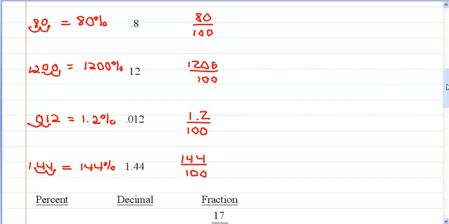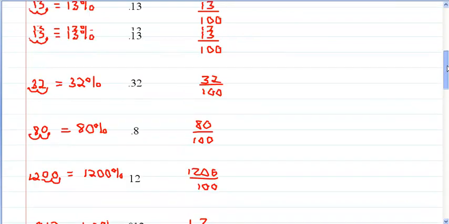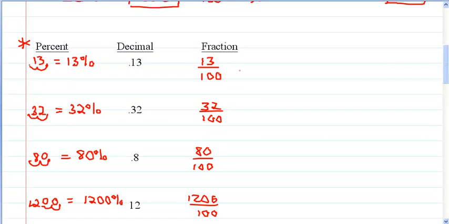So now that I have them written as over 100, the hard part is that I have to reduce them. 13 over 100 does not reduce because 13 is prime. 32 over 100, both of these numbers are divisible by 4. So if I divide them both by 4, I get 8 over 25. And that's as far as I can go.